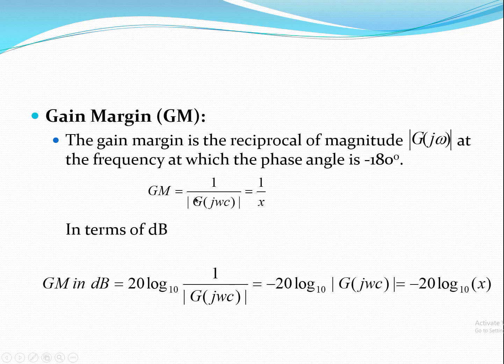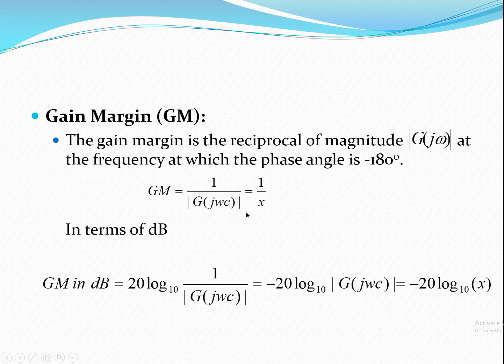We can find out the gain margin by this equation. Okay, the gain margin is the reciprocal of the magnitude at the frequency at which the phase angle is minus 180 degree. So for that what we have to do? We have to find out the reciprocal of your G of j omega. But this G of j omega at which frequency? Phase crossover frequency, okay, so minus 180 degree.